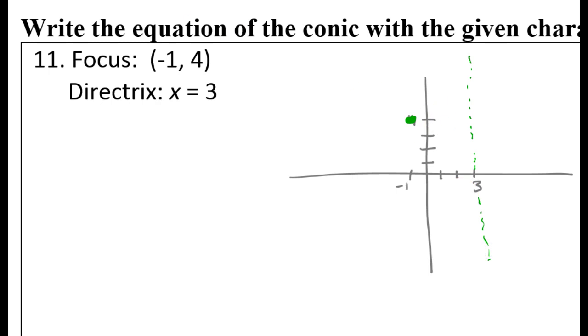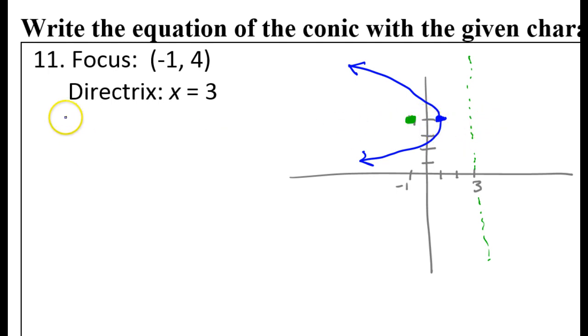Now we know that the vertex of the parabola should be midway between the focus and the directrix. So these are 4 apart. If I go, for example, 2 away from the directrix, which also puts me 2 away from the focus, that's where my vertex should be. So obviously the parabola has to be wrapping around the focus in this direction. This is important because we have a horizontal parabola.